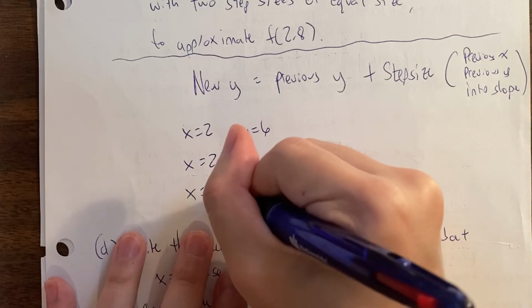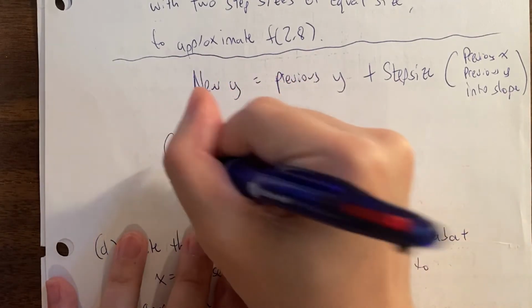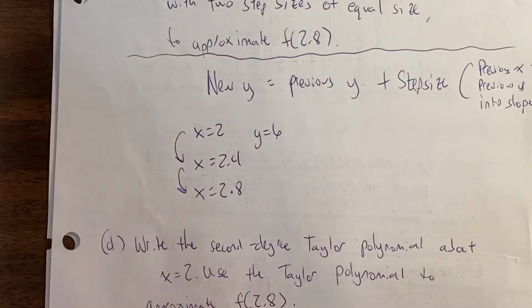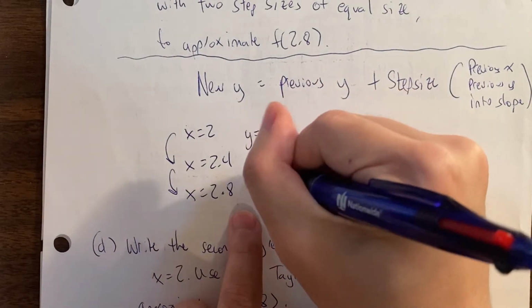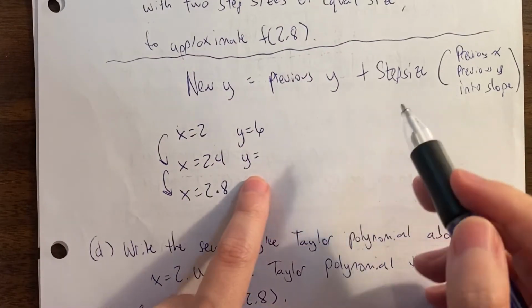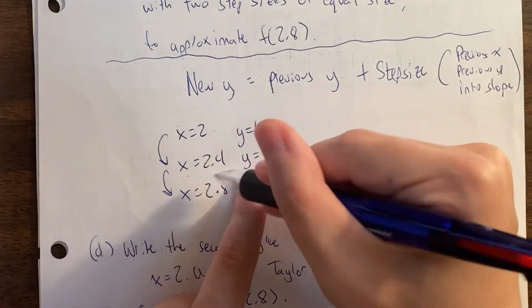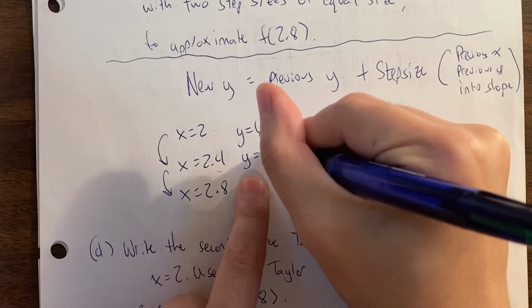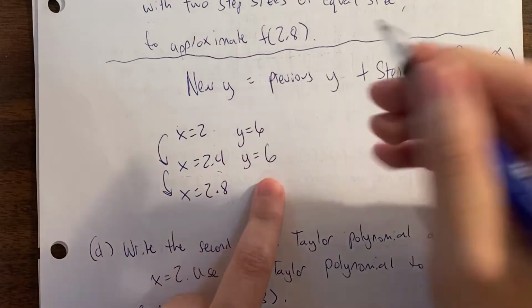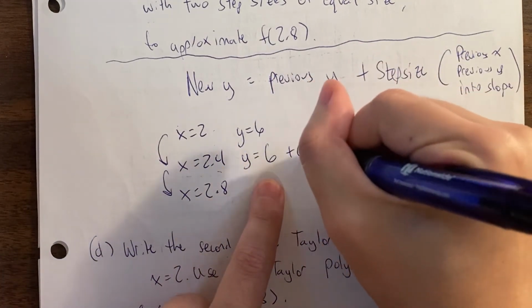So we're not going to do it 3 times. We're only going to do it 2 times. One from here, one from here. Usually Euler's method is 2 times. But you never know. So we're just going to apply this formula. So notice the step size between these two numbers is going to be 0.4. So we're going to have previous y, which is right here, 6, plus the step size, 0.4.